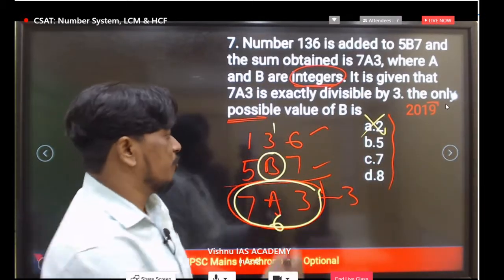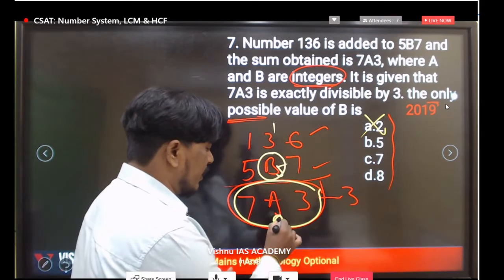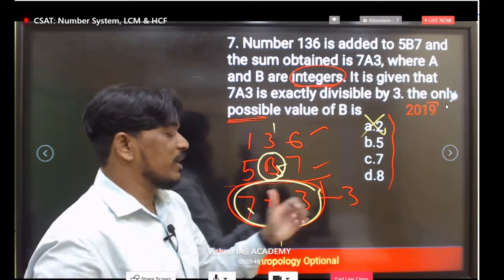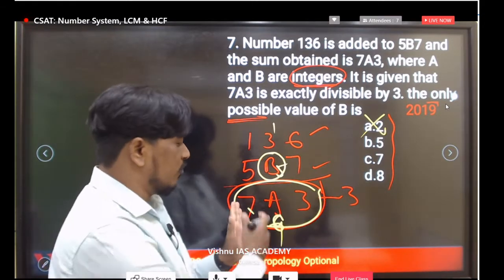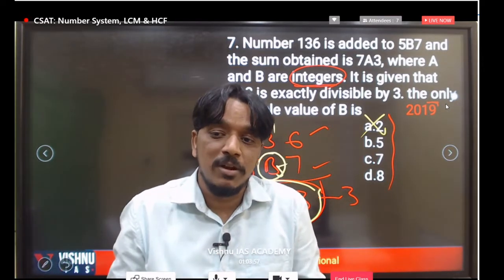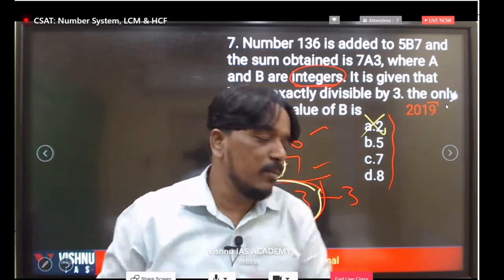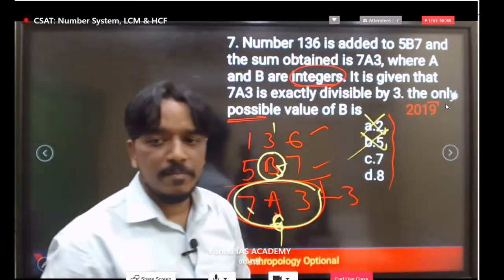Similarly, if you substitute 5 here, 5 plus 4, 9. Even if you take 9 here, 7 plus 9 plus 3, how much will you get? So definitely 19, whatever you take, 19 is not divisible by 3. The digit sum is not divisible. Finally you have to apply the divisibility rule of 3. It is not divisible, so definitely 5 cannot be the answer.